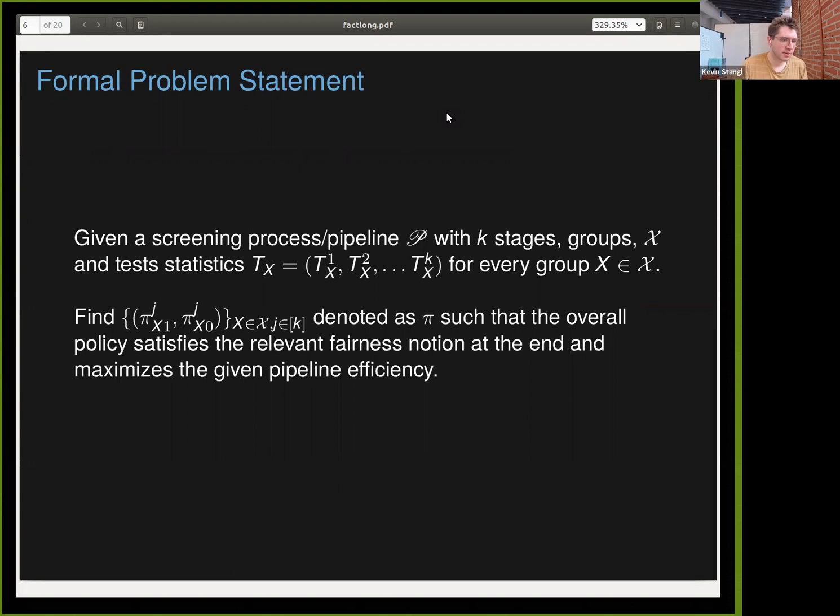And the goal of the algorithm here is, so this fairness harm exists, and then the government or us or someone, or maybe even developers in the company, say, all right, we want to take this pipeline and modify it with a new policy pie, such that the overall policy satisfies the relevant fairness notion at the very end and maximizes what we call pipeline efficiency, which you can think of initially as precision at the very end, and then in the later part of the paper, it'll be a linear combination of precision.